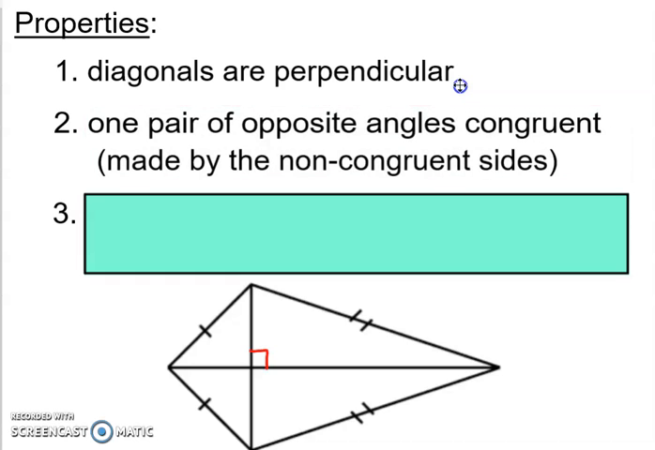Property 2, one pair of opposite angles congruent. This is going to be made by the non-congruent sides. So where your congruent angles are is not going to be where the congruent sides come together. It's where you have one of each side coming together. So in this case, with the picture I have, it's the angle at, say, the top and the bottom. You are essentially ignoring that diagonal that's breaking it into two pieces. We are talking about the angle as a whole.